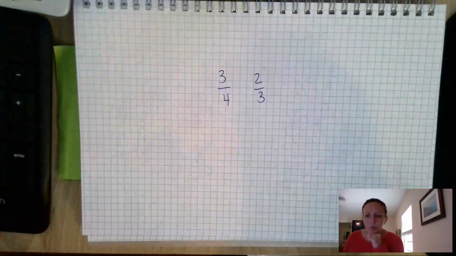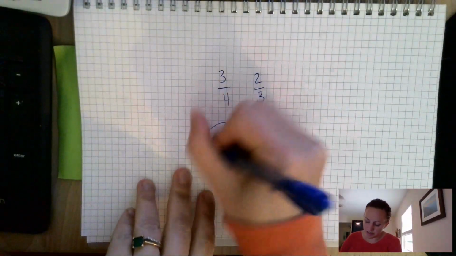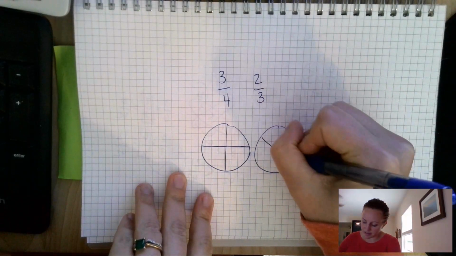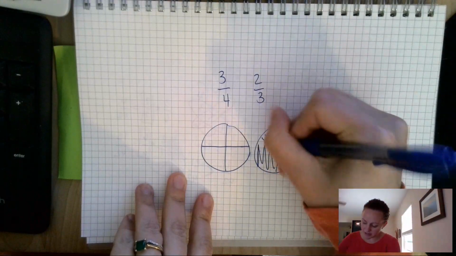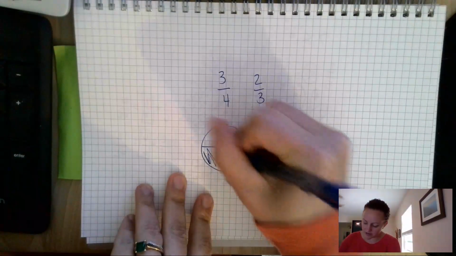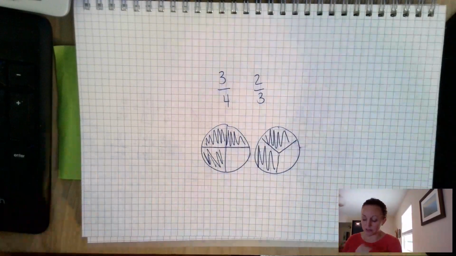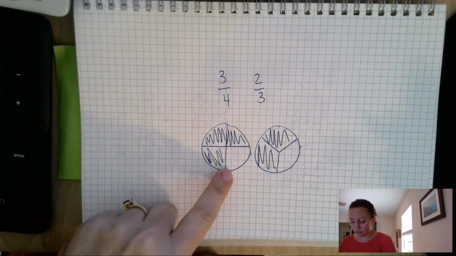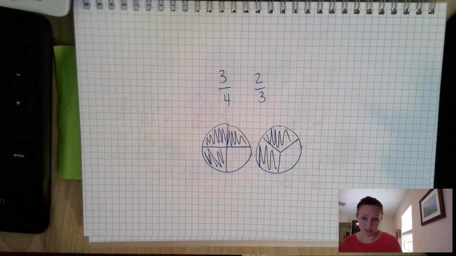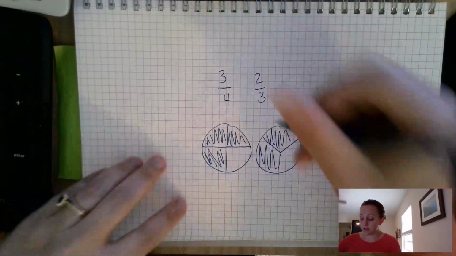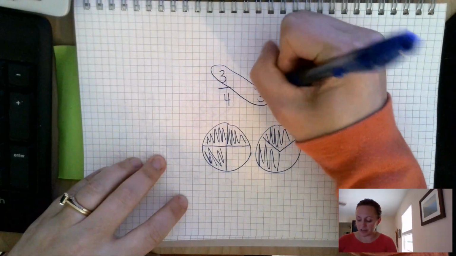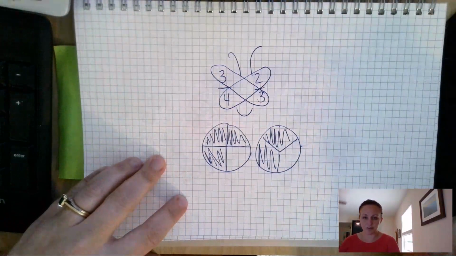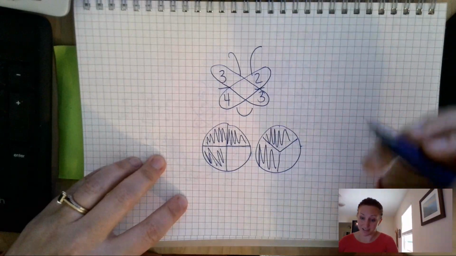All right? Oh, but Mrs. Long, I really want to draw pictures. Okay. So let's draw pictures. Which one's bigger? It's kind of hard to tell, right? Especially because my pictures aren't perfect. It looks like 3/4 is bigger than 2/3, but I'm not 100% sure. So I'm going to do my butterfly, right? Just draw a butterfly. It's a funky looking butterfly, but that's okay.